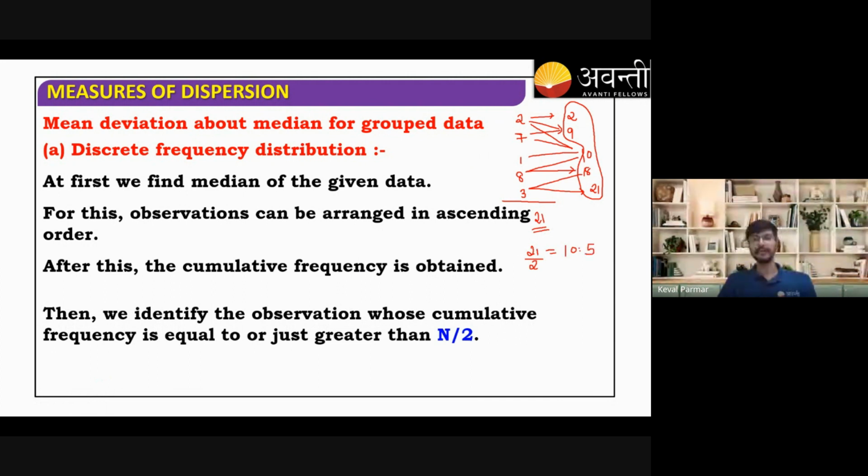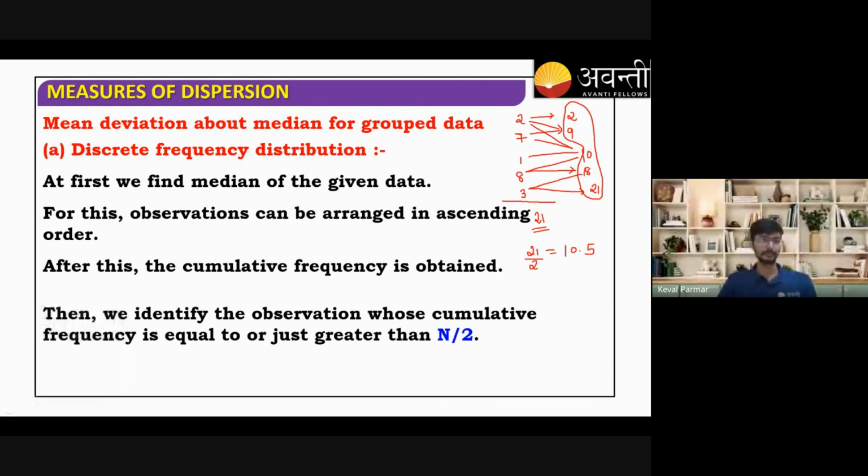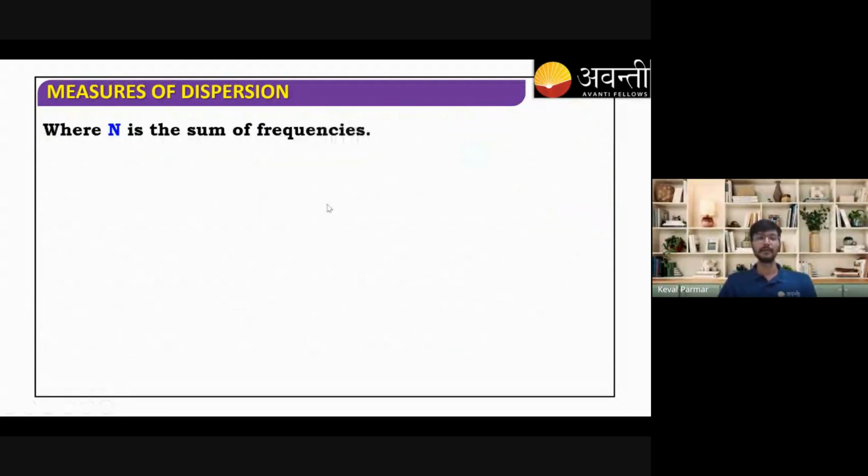Now, which cumulative frequency is nearest to 10.5? Obviously, guys, it is 10. So what class interval corresponds to 10? That will be my median. Correct? Chalo. This value of observation is the median.